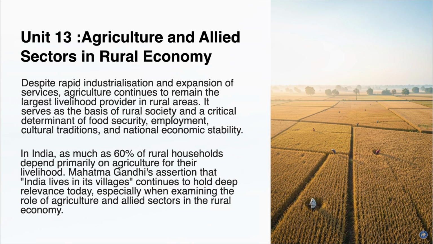It is the basis of rural society and a critical determinant of food security, employment, cultural tradition, as well as national economic stability. We know that in India, more than 60% of rural households depend primarily on agriculture for their livelihood. Mahatma Gandhi's well known assertion that India lives in its villages still continues to hold deep relevance today, especially when we examine the role of the agriculture and allied sector in rural economy.